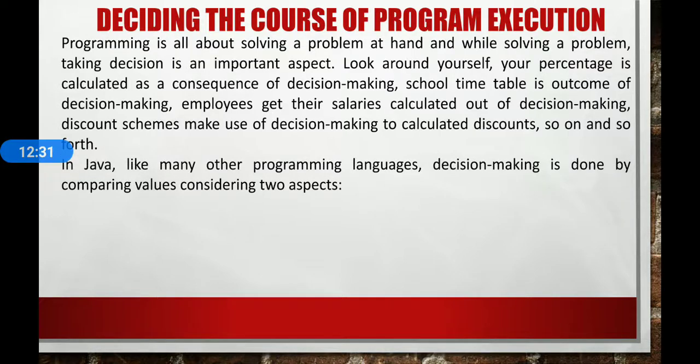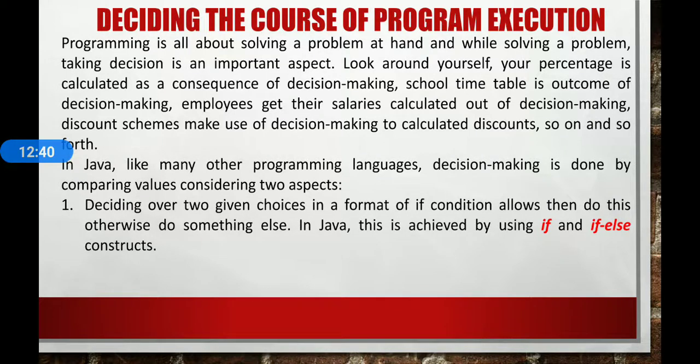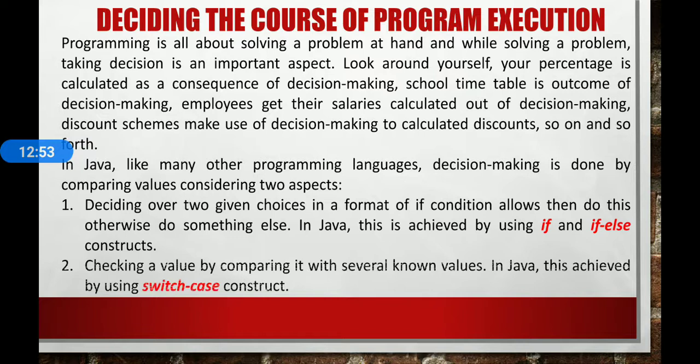In Java, like many other programming languages, decision making is done by comparing values, considering two aspects. First, deciding over two given choices in the format of: if a condition is allowed, then do this, otherwise do something else. In Java, this is achieved by using the if and if-else constructs. Second, checking a value by comparing it with several known values. In Java, it is achieved by using the switch-case construct.